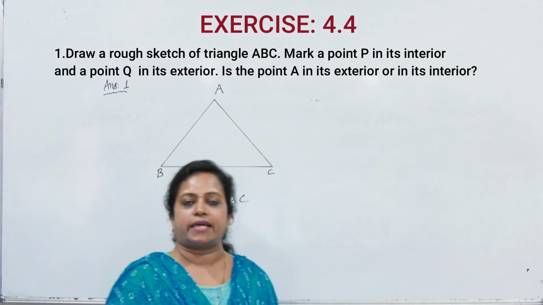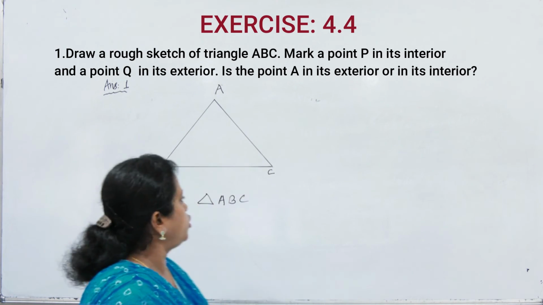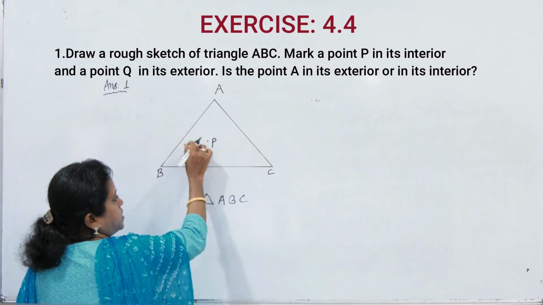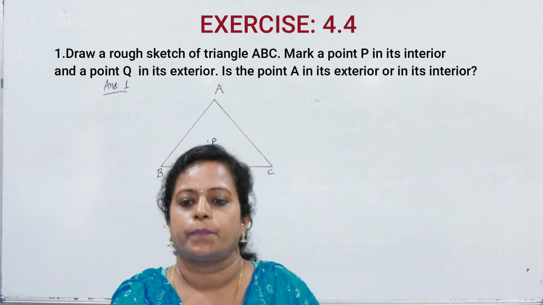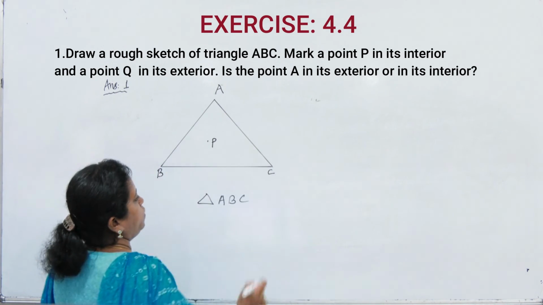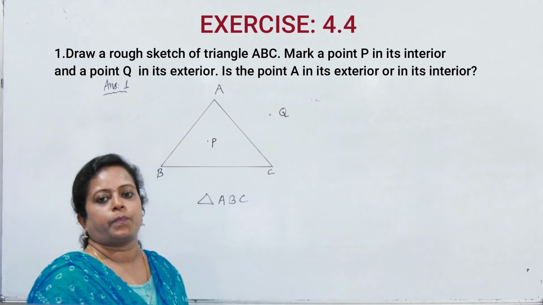This is the triangle ABC. Second part of the question is mark a point P in its interior. You have to mark a point. The name of the point is P in its interior. You know, this is the region which is called the interior of the triangle. And a point Q in its exterior. Exterior you can mark anywhere, a point Q in its exterior.